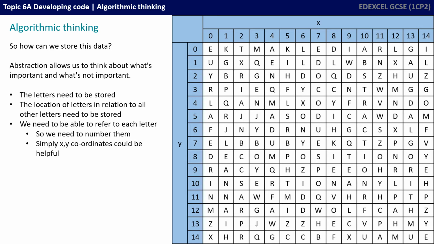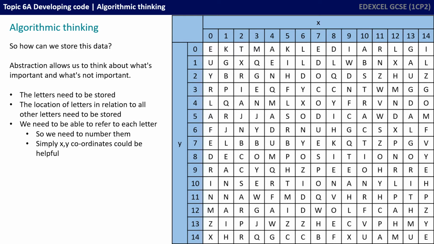So the first thing that we're going to need to do is to think about how we can store our data. Now, if we use the concept of abstraction, we can think about what's important and what's not important in terms of the data we need to store. Now, clearly the letters need to be stored, and the grid is also important because we need to know which letters are connected to which other letters.